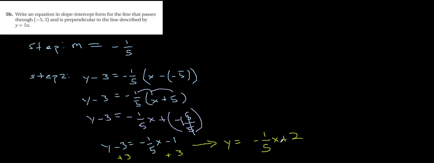So the line given at the very beginning is y = 5x. The one that's perpendicular is the new one, and it also passes through the point (-5, 3), and that happens to be y = -1/5x + 2. And you know they're perpendicular because the slopes are opposite reciprocals. Neat, cool stuff.